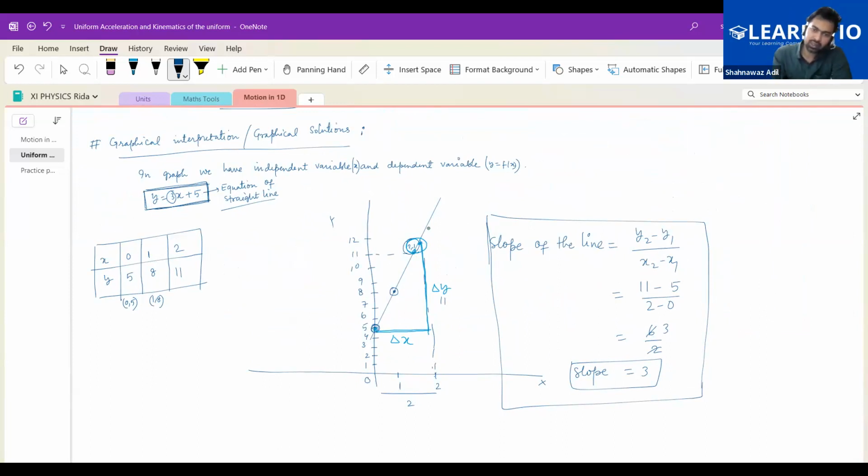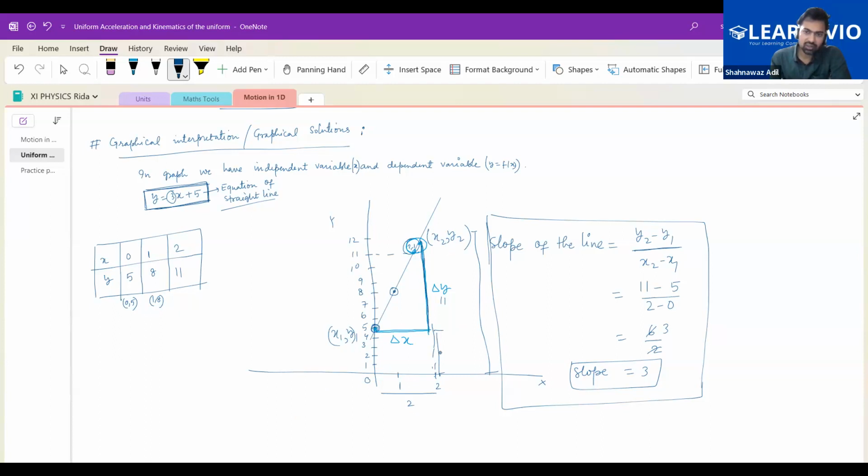Let's say this is x2 and y2, and let's say this is x1 and y1, this point. So the slope of the graph is this thing: y2 minus y1 over x2 minus x1. So this is the change in y, right? Because this is the whole y and this is this y.